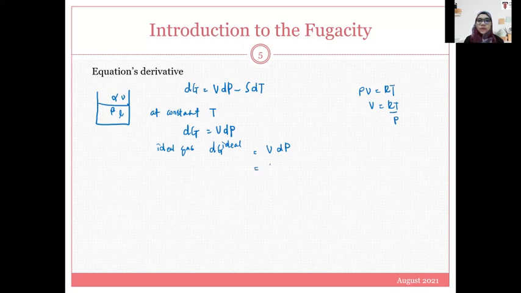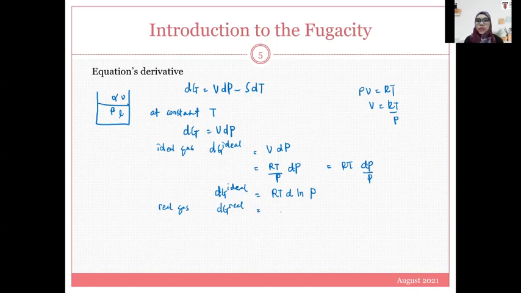So it turns to RT dP over P, or we can also rearrange it to dP over P, and then we can perform the ln. That means the dG ideal equals RT d ln P. So for the real gas, or dG real, the term P is changed to the fugacity, because we need this to differentiate between the real and ideal gas.